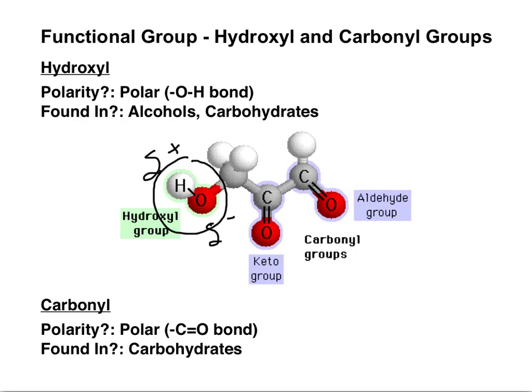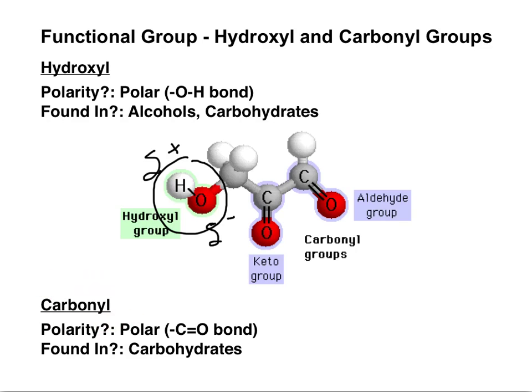So the hydroxyl group is certainly polar, and we're going to find hydroxyl groups as part of alcohols. Think ethanol, for example. Think of the Lewis structure of ethanol, and I bet you can identify a hydroxyl group. And we're also going to see it as part of carbohydrates. There are other functional groups that are shown in this molecule. Both of them belong to a class of functional group known as the carbonyl group.